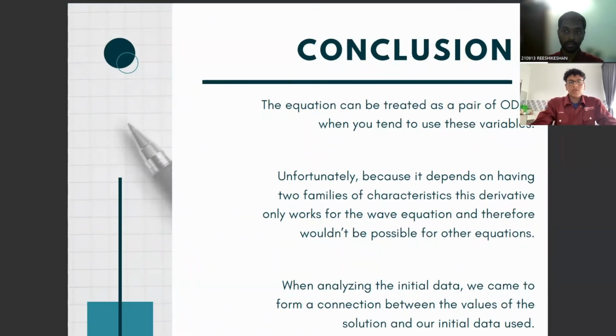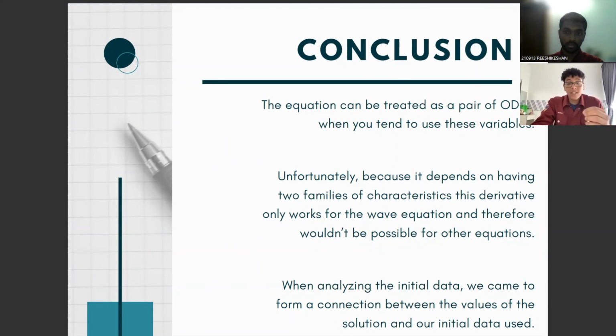Most importantly, now we know that the wave equation has many solutions, and to turn it into a well-posed mathematical problem, you need to add boundary and initial conditions. The equation can be treated as a pair of ODEs when you use these variables. Unfortunately, because it depends on having two families of characteristics, this derivation only works for the wave equation and wouldn't be possible for other equations like the heat equation or Laplace.